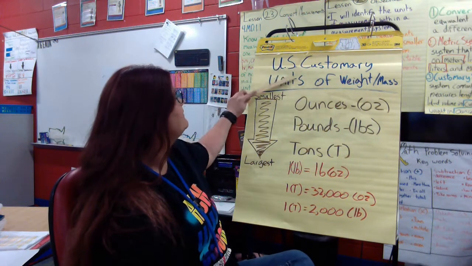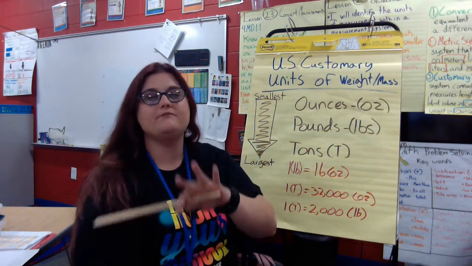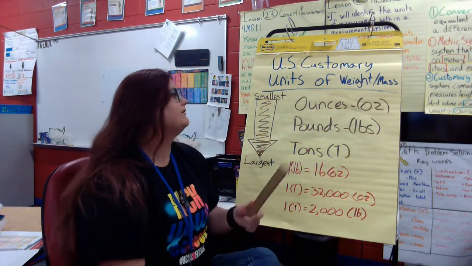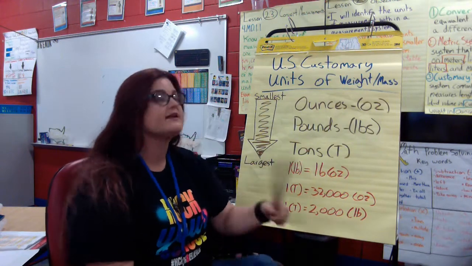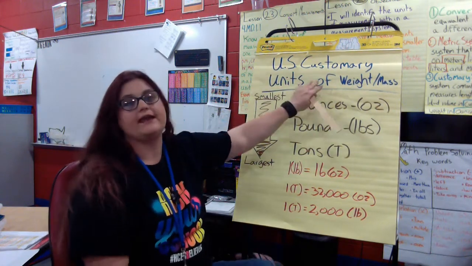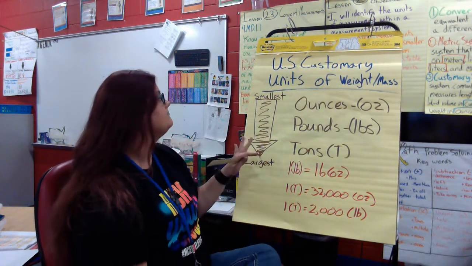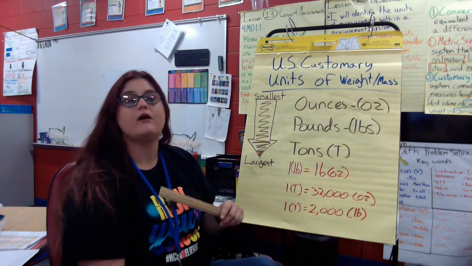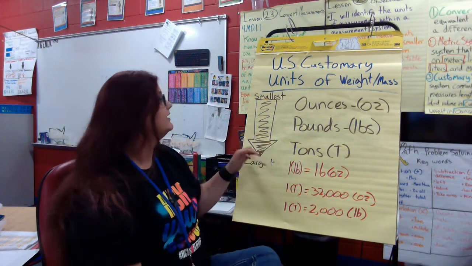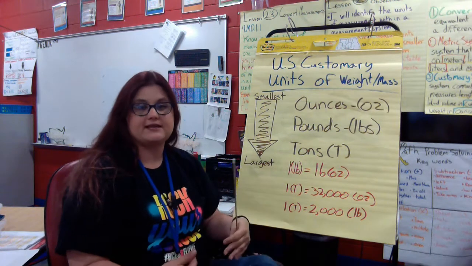Let's look. We have U.S. customary units of weight and mass today. Yesterday, we were talking a lot about the distance, the lengths. Today we're going to talk about weight and mass, and we're not going to talk about metric right now. We're going to talk about U.S. customary. This is what we use in the United States.